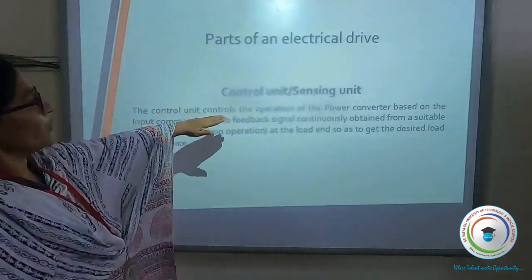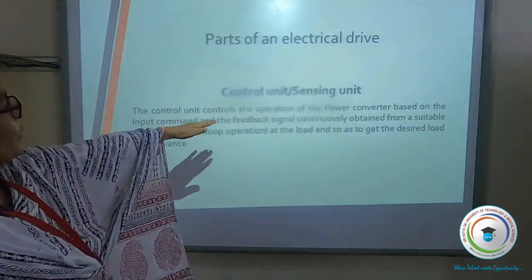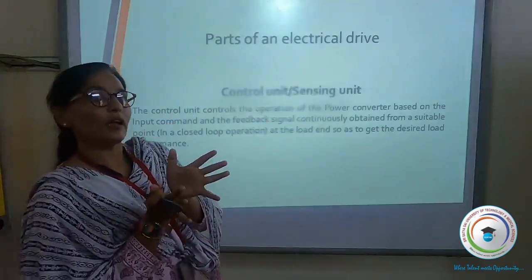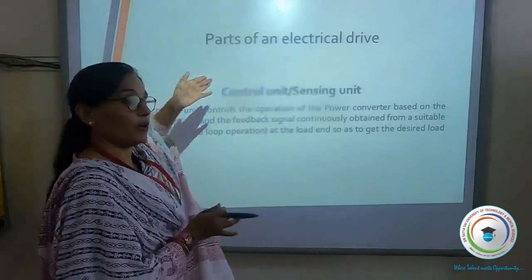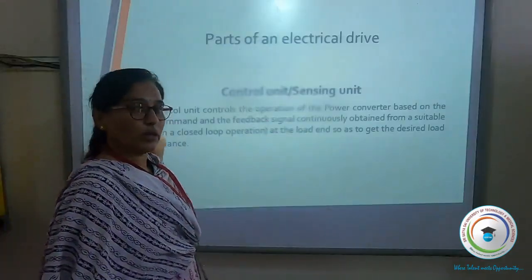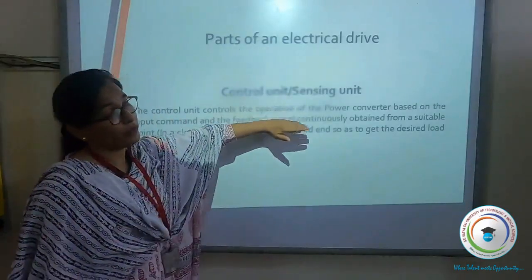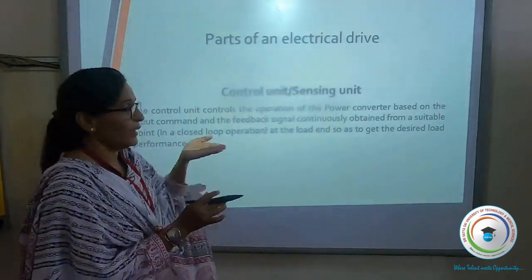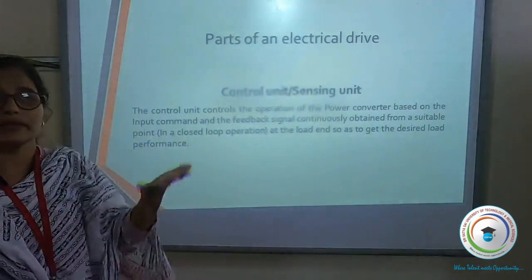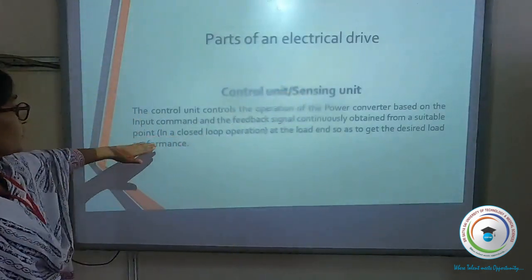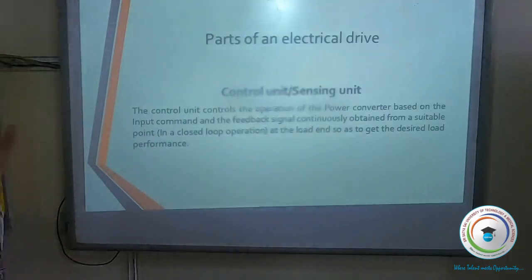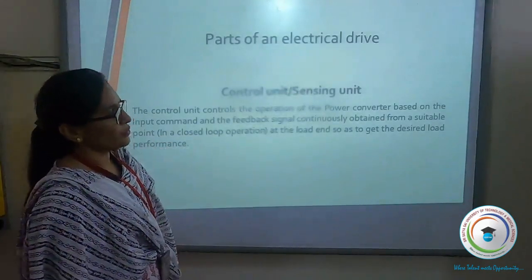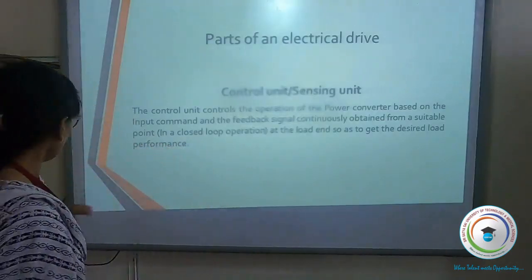So the control unit will control the operation and it will give the command to the power modulator, not to the input, not to the source. It will give the command to the power modulator. The power modulator will work accordingly to get the desired amount. So the overall operation can be called closed loop operation at the load end, so as to get the desired load performance.